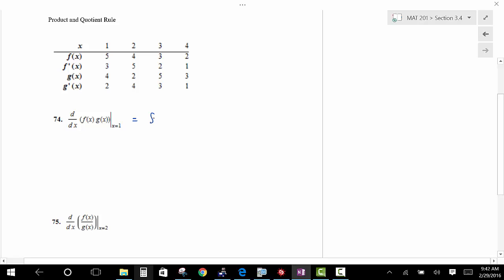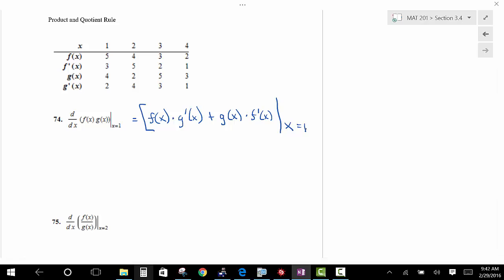You're going to do the first times the derivative of the second plus the second times derivative of the first, and then you're going to evaluate. Now, a lot of times in calculus, we write this evaluation like that. All that means is you need to go through now and you need to plug in x equals 1 into that function.